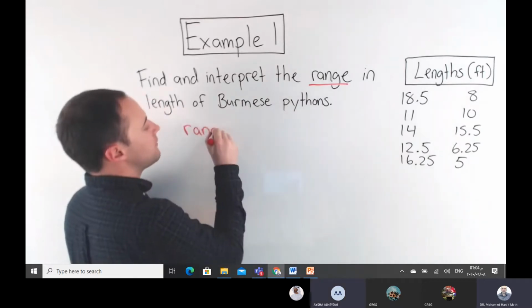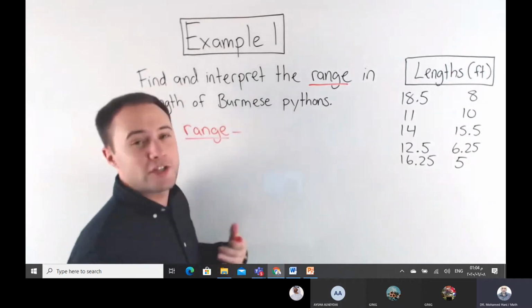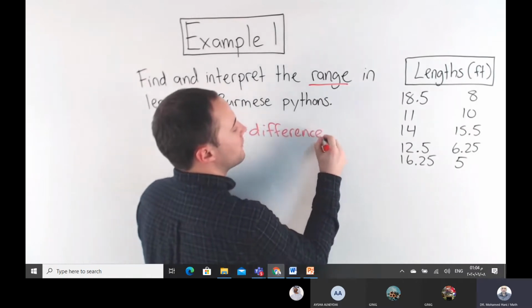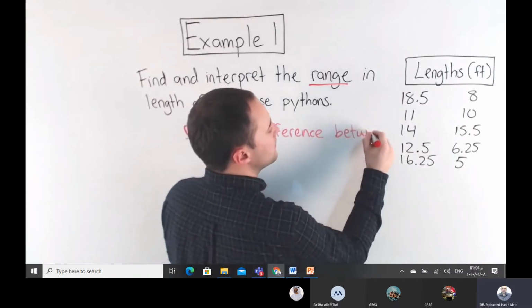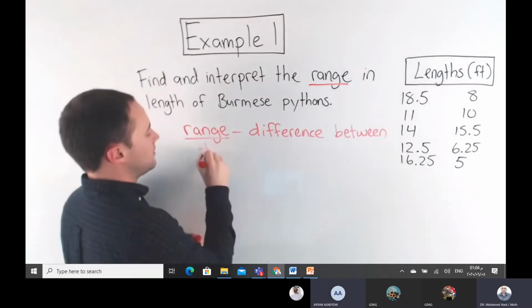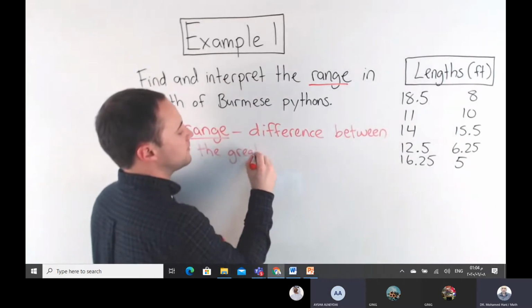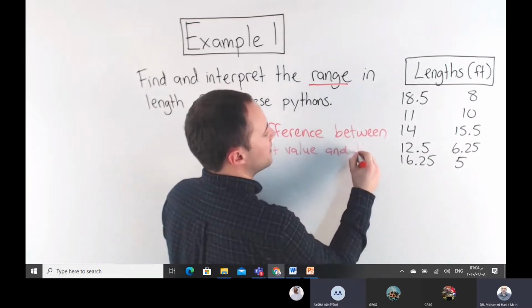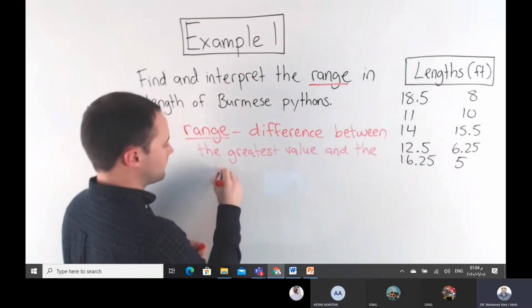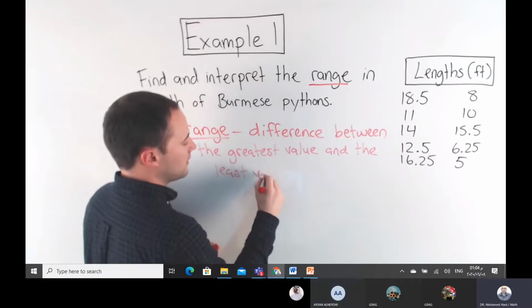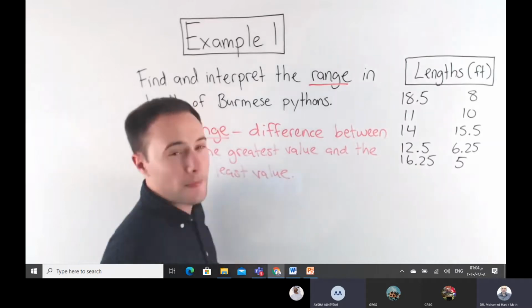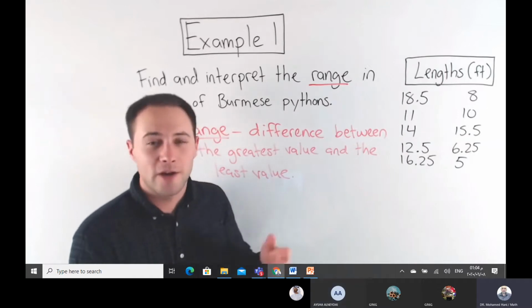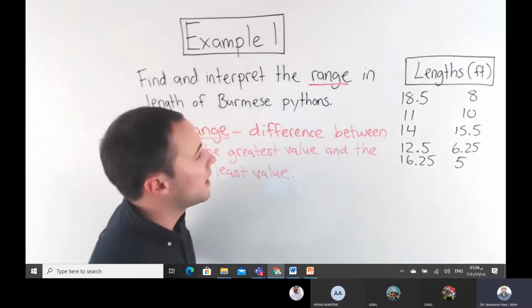Well, it's pretty simple. To find the range, you just find the difference. So we're subtracting the difference between the greatest value and the least value. And that's all it is. You find the greatest value and you subtract the least value, and your difference is the range.